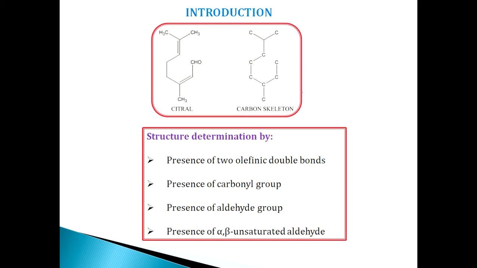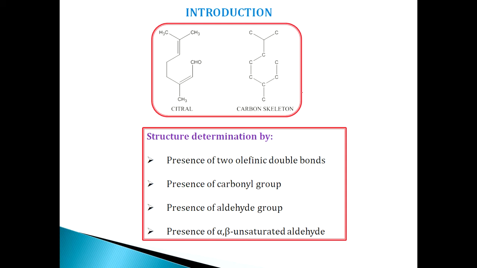So let us move on to the constitution of citral, the structural elucidation of citral. We can determine the structure of citral by the presence of two olefinic double bonds, by the presence of a carbonyl group, by the presence of an aldehyde group, and by the presence of an alpha beta unsaturated group. In this way we are going to elucidate the structure of citral.